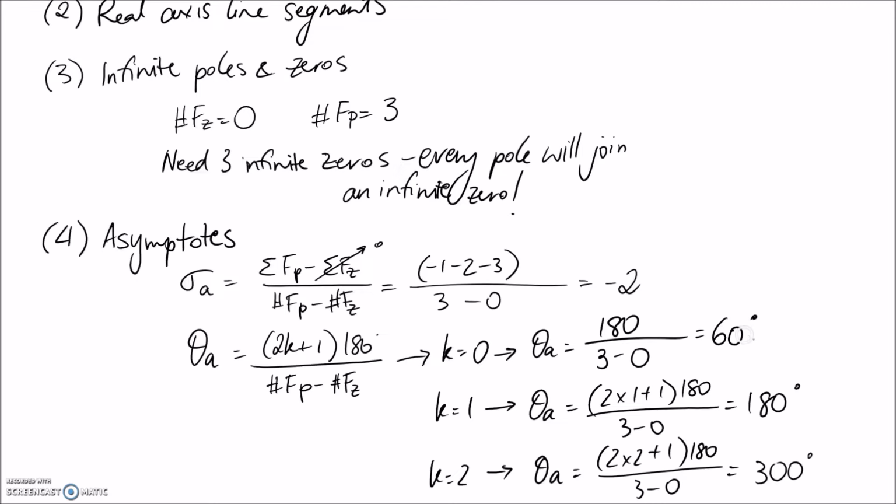This time we're only going to have 3 angles that we need to calculate. That's because we need 3 infinite zeros, but if you're unsure, you can always do the next one. If you do k equal to 3, what you should find is that you end up with a repeat of 60 degrees. So you'll end up with an answer that's 360 plus 60, which is the same, as you've just gone all the way around the circle and a little bit more again.